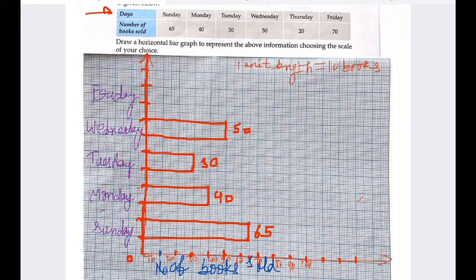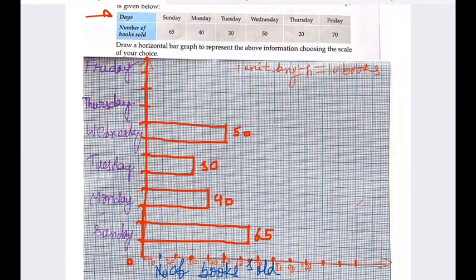Next Friday, oh, we have left Thursday, so we'll be writing Thursday here. Okay, now for Thursday we have 20. So 20 will be right here, two boxes. So this is 20. In the end we have Friday, we have 70. So where's 70? On this line we have 70, so it will be somewhere here, fine.